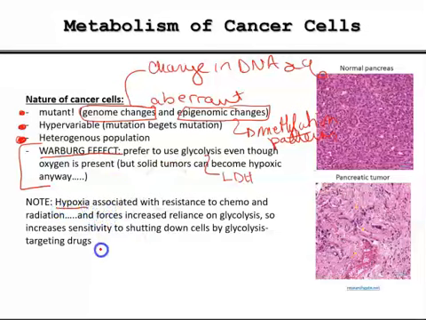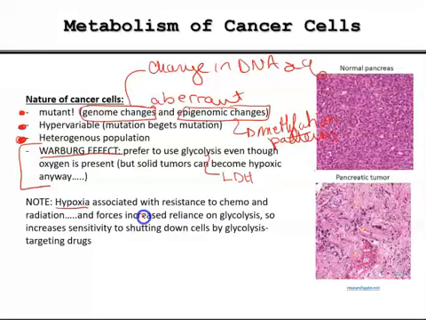Hypoxia is associated with resistance to chemotherapy and radiation. And so hypoxia, or being in a hypoxic environment, like at the center of a solid tumor, is an advantage to cancer cells because cancer cells that are in a hypoxic environment seem to have a greater resistance to chemo and radiation, so that hypoxia is a survival advantage to these cancer cells.